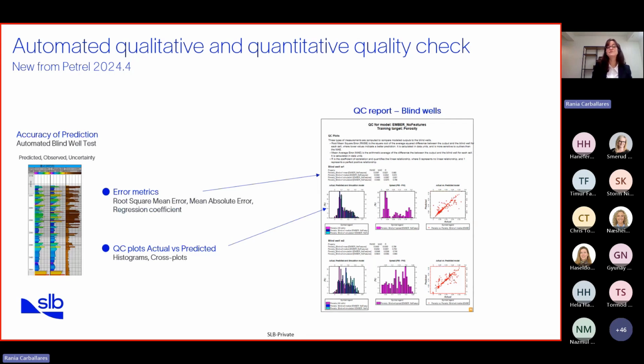This is another example of a QC report that you can generate when you run EMBER for a blind well test. It will combine all the cross plots for you, and it will also give you the measurement of the root mean square error, which is computed in the background. The closer it is to 0, the better the predictivity.